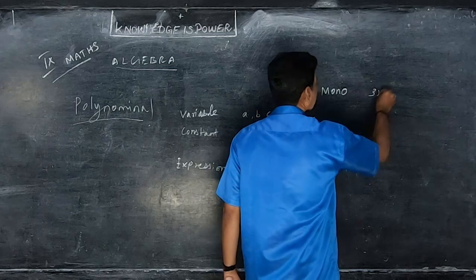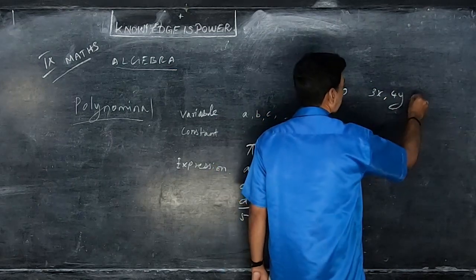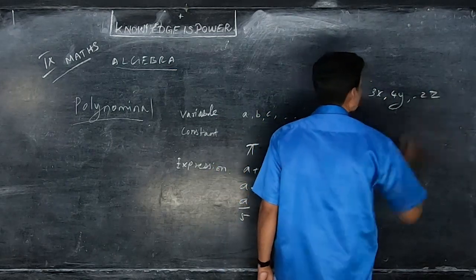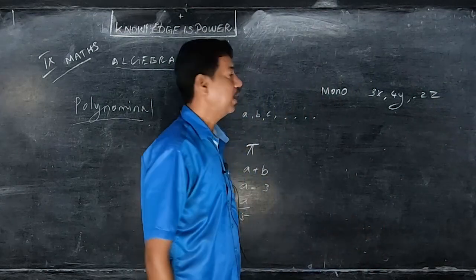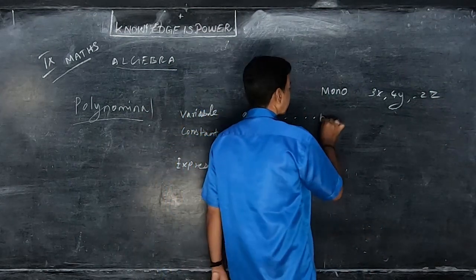For 3x, 4y minus 2z, these are all called monomials. Binomial.